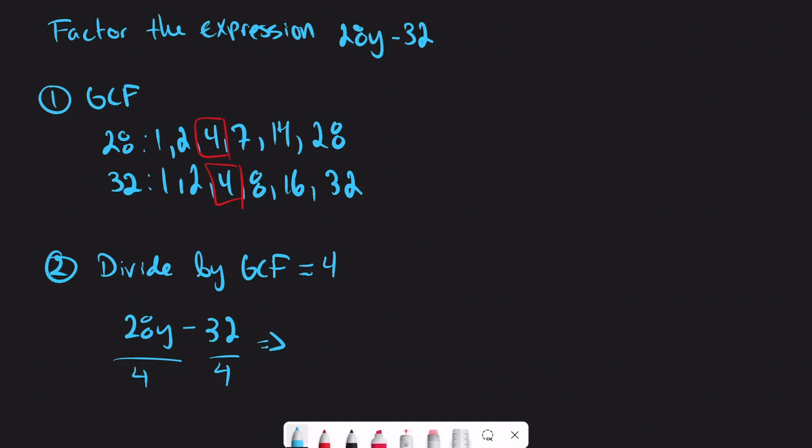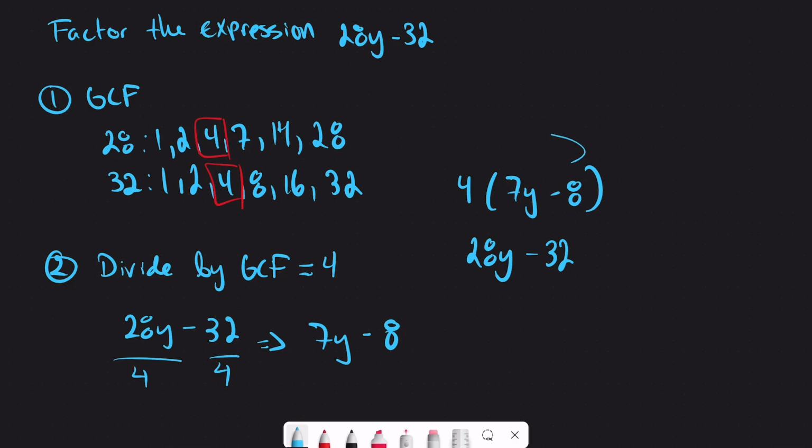That's going to give us 28y divided by 4, which is 7y. And 32 divided by 4, which is going to give us 8. And this is what's going to go inside of the parentheses. So we'll write the parentheses here, 7y minus 8. And what goes on the outside is going to be the greatest common factor, which we found to be 4. And just to verify, of course, we're going to multiply the 4 to the 7y and then the 4 to the negative 8. 4 times 7y is 28y, and 4 times negative 8 is negative 32. So it verifies that this expression here is the factored form of the original expression.